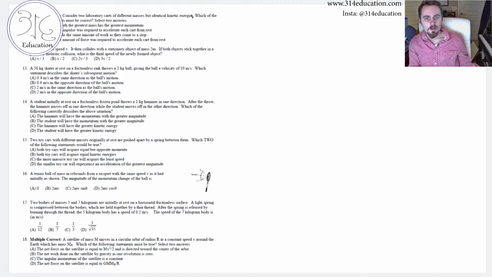Good. Next we have mass m with some speed v. It then collides with a stationary object of mass 2m. If both objects stick together in a perfectly inelastic collision, what is the final speed of the newly formed object? This is literally the same as the last one we did, with the 2m and the 3m cart coming together. Only in this case, we have just a cart of m traveling at v for our initial momentum. The 2m cart is stationary, so it doesn't contribute any initial momentum. And then our final momentum will be the sum of these two.